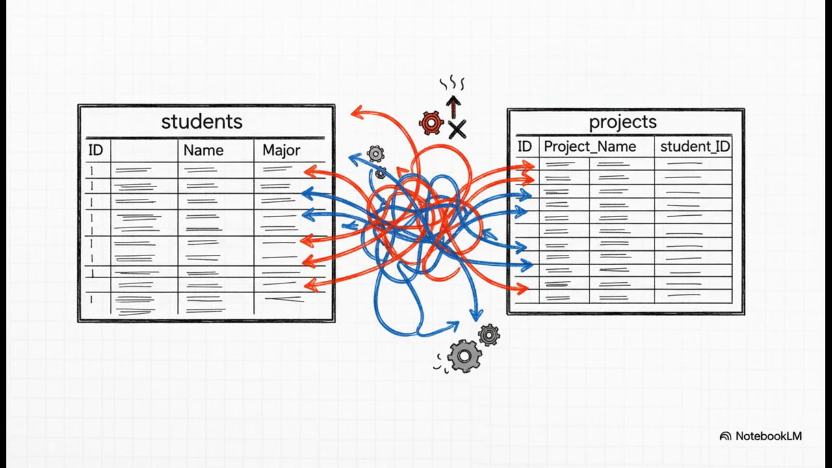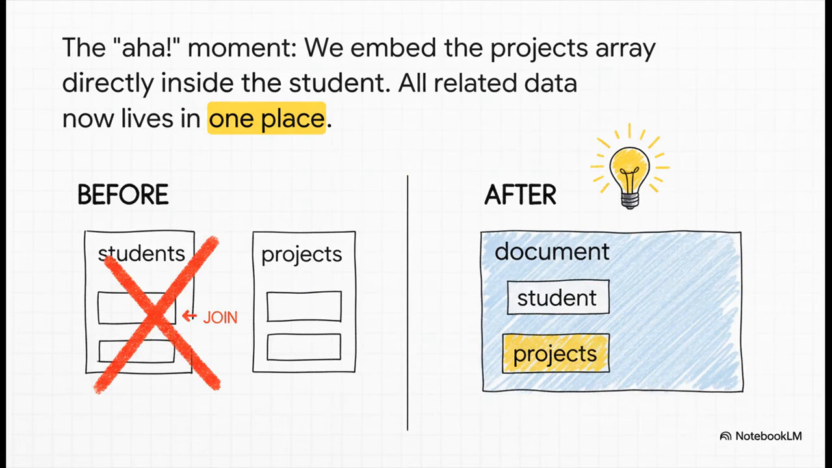Now this works, but to get a student and all their projects, we have to do a join. And at scale, when you have millions of rows, those joins can get super expensive, forcing the database to work really hard, reading from all over the disk just to piece one little bit of information together.